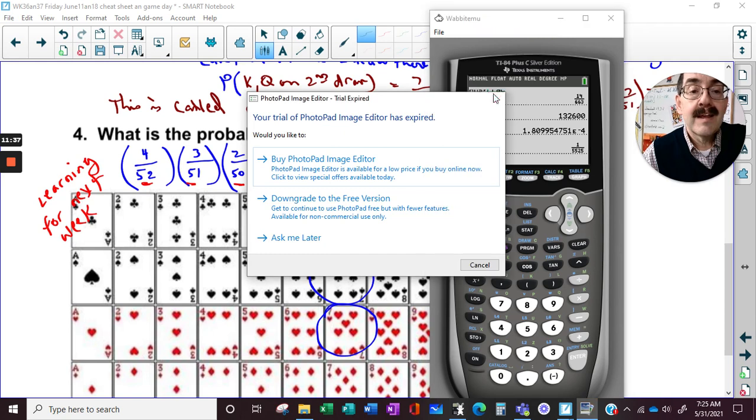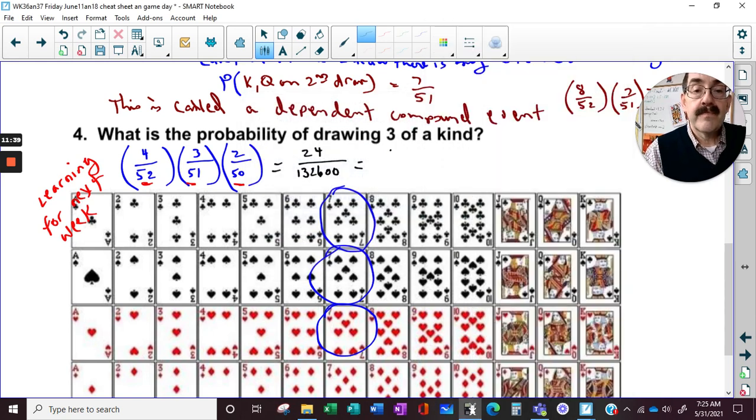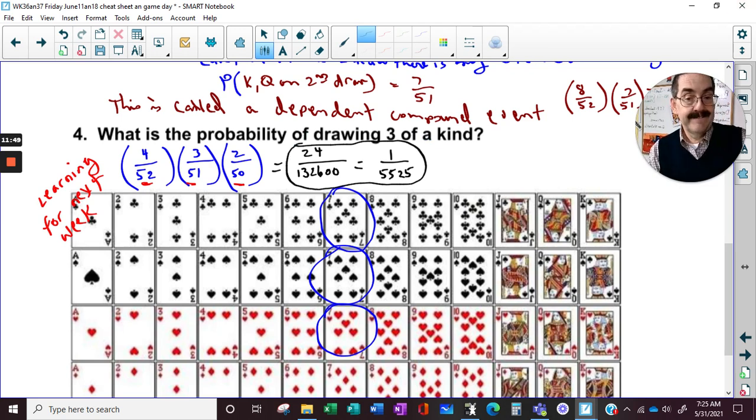It's only going to happen once every 5,500 times that we do it. Okay, all right, this is the learning next week. The idea of it decreases each time, and the possibilities really go down.